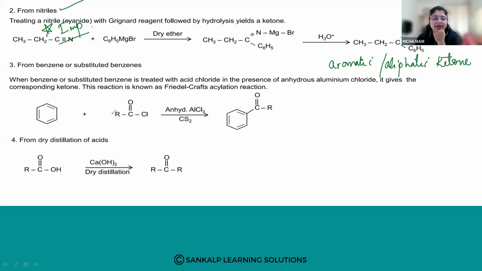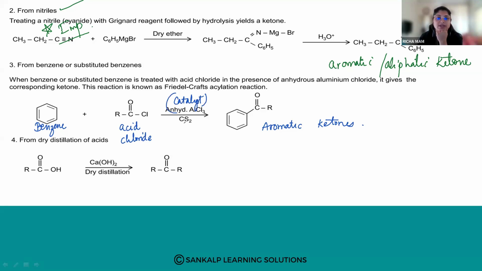So from this, aromatic ketones can be prepared. How can aromatic ketones be prepared? By treating benzene with acid chlorides in the presence of anhydrous aluminum chloride. Anhydrous aluminum chloride is the catalyst used, and CS2, carbon disulfide, is the solvent.